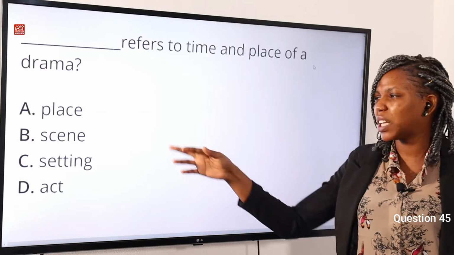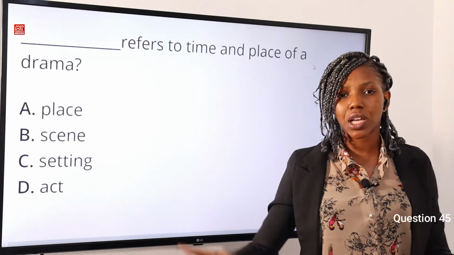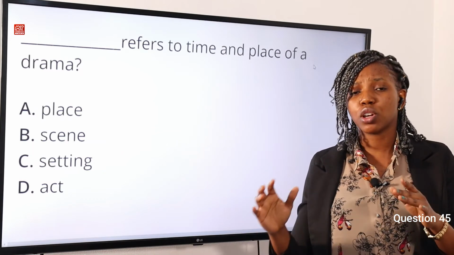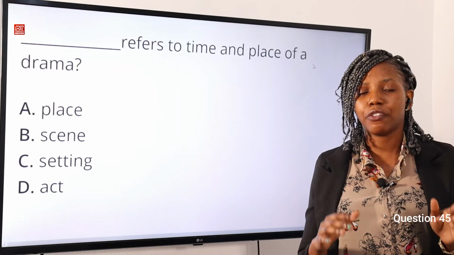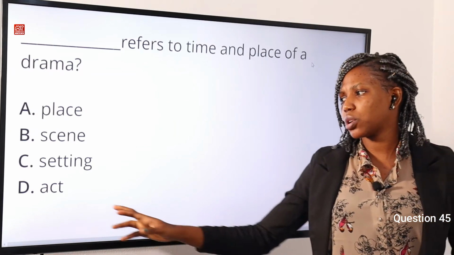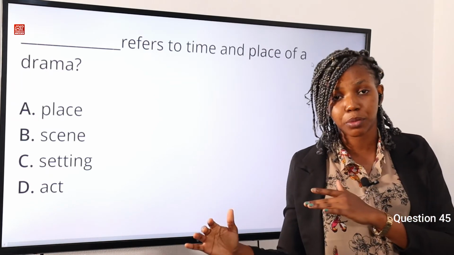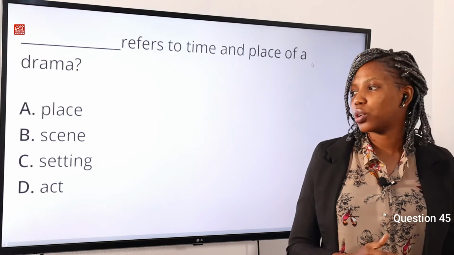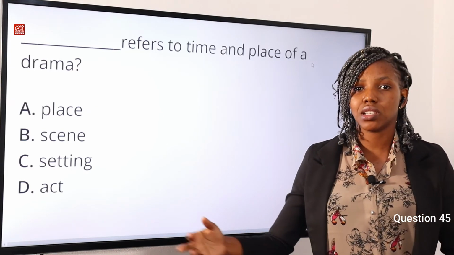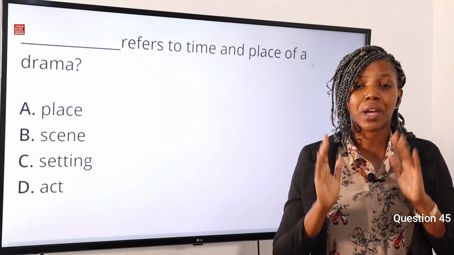Option A, place, has been repeated, so it's definitely not the answer. When we talk about scene, we look at a particular or single location, a place where an event occurs. But act is synonymous to chapter in a prose work. We have acts in drama, and we could have several scenes in an act. So option C is the correct answer, judging from my explanation.